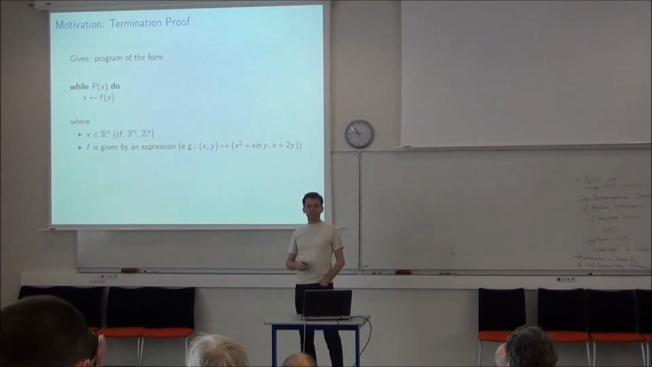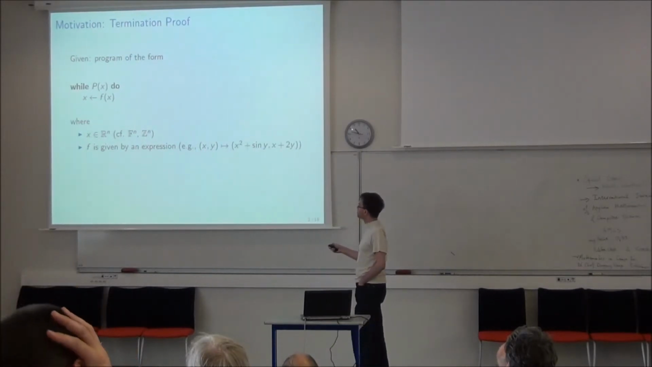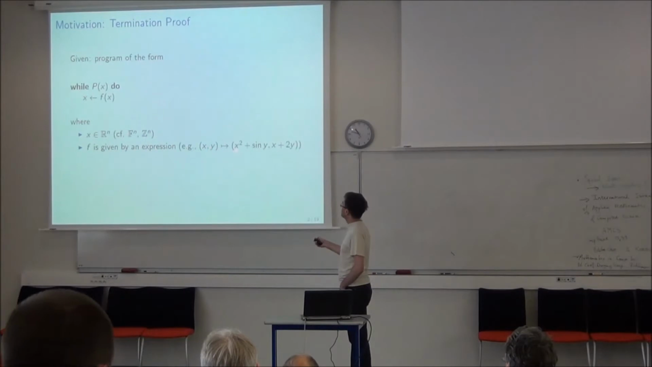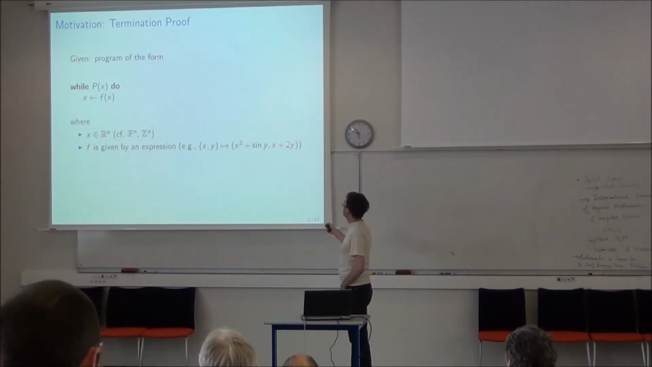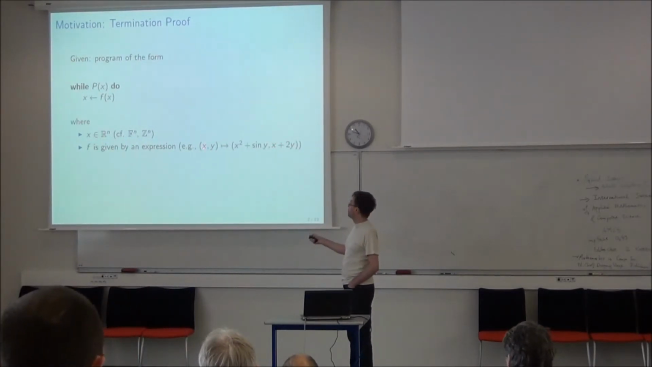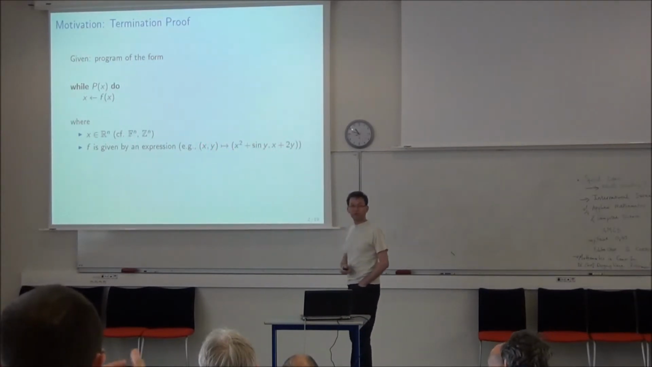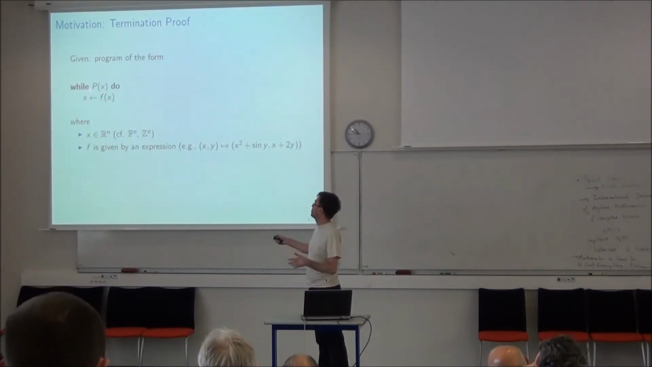They are just given by expressions. For example, this assignment statement might look like this. We assign to x the value of x squared plus sine y, and we assign to y the value of x plus 2y. This is some sort of parallel assignment which assigns to both variables in parallel new values. And in a similar way, we have an expression that gives this condition, which might be an inequality: while the inequality holds, we move the system.